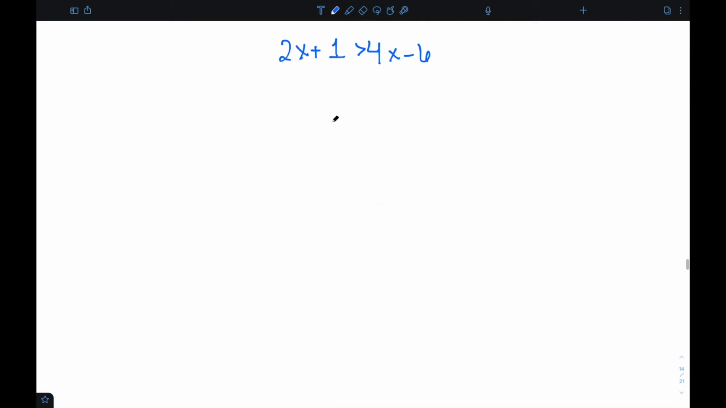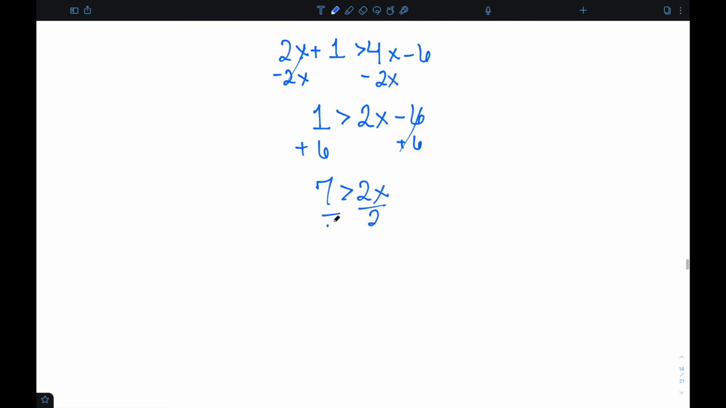Next, let's look at 2x plus 1 is greater than 4x minus 6. I want to start by getting my variables together, so I'm going to subtract 2x from both sides. That leaves me that 1 is greater than 2x minus 6. We can add 6 to both sides to get 7 is greater than 2x. And divide both sides by 2 to get that 7 over 2 is greater than x.